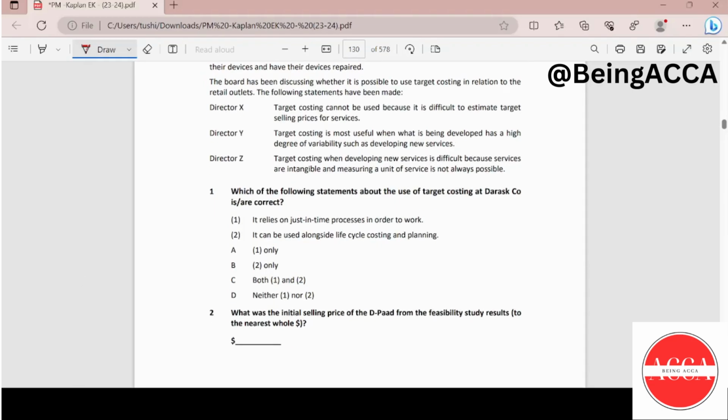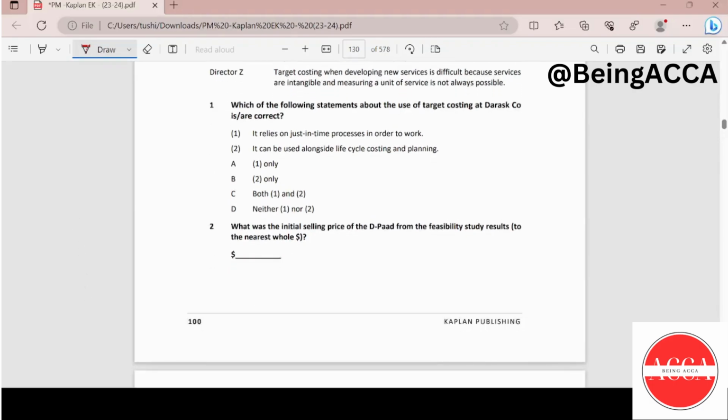Director X says that target costing cannot be used because it is difficult to estimate target selling prices for services. Director Y says target costing is most useful when developing something with a high degree of variability, such as developing new services. Director Z says target costing when developing new services is difficult because services are intangible and measuring a unit of service is not always possible. Okay, with this we have read the scenario and then moving to the questions.